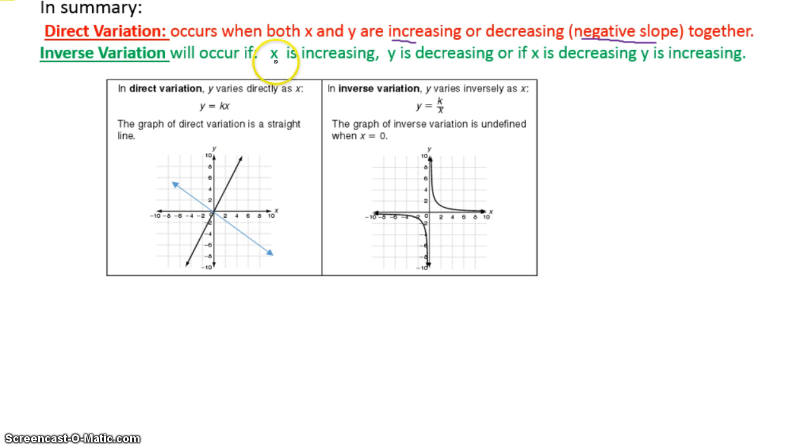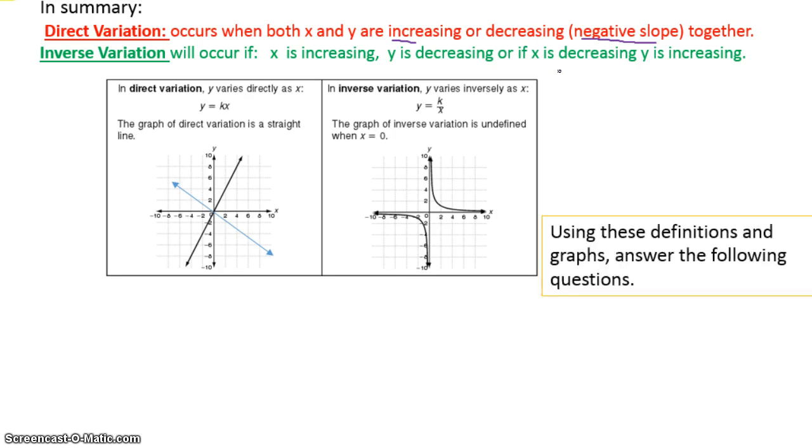Your inverse variation is where x is increasing and the y is decreasing, or if x is decreasing, your y will be increasing. Think back to our example about if you increase your speed, then your time is going to lessen to get where you're going.